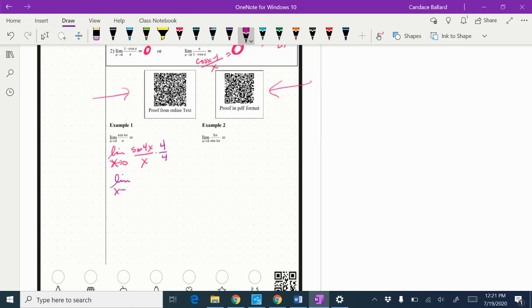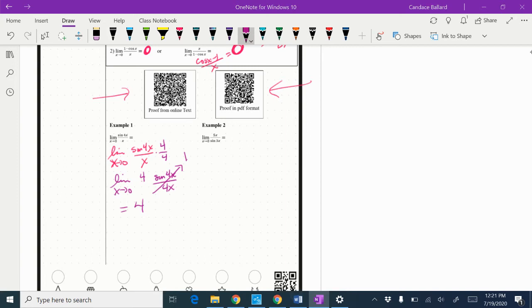It gives me the limit as x approaches 0. I'm going to manipulate it a little bit, move it around, of 4 times sine of 4x over 4x. I know now that this part here is equivalent to 1. So I really just have 4 times 1, or my limit is 4.